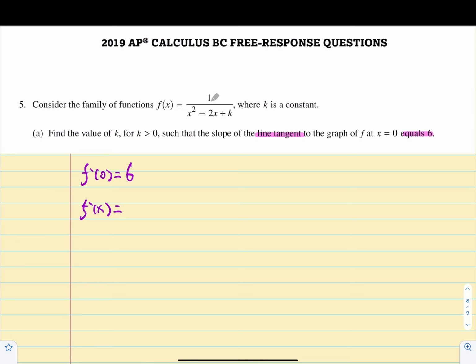So we know the quotient rule of derivation. That's the derivative of the numerator times the denominator, which will be 0, minus the numerator times the derivative of the denominator, which is 2x minus 2, all over the denominator squared, (x squared minus 2x plus k) squared.